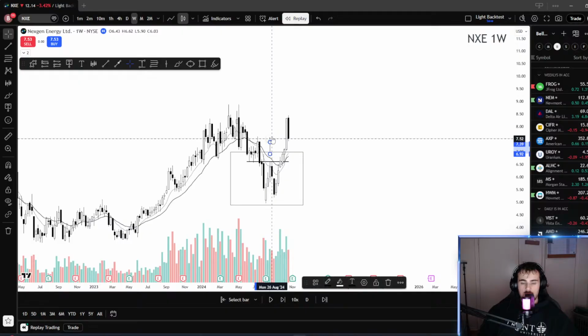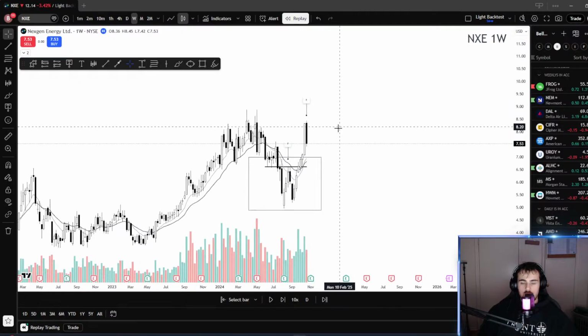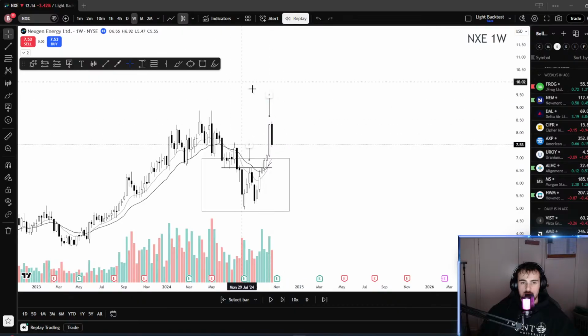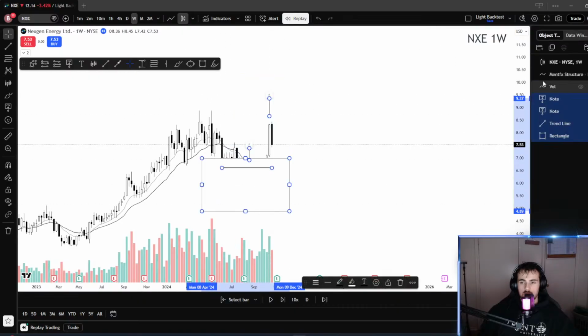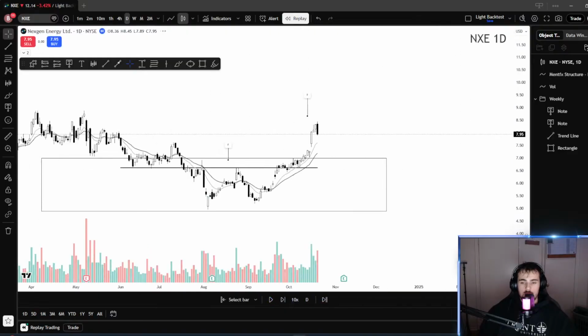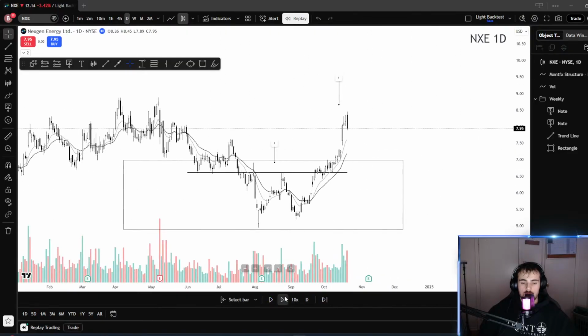Just going to put my labels on here. So that's the accumulation break. This is the first high to be ran after the accumulation. I like to keep my charts organized as per usual, so I'll put all my weekly markings in this group here. And then on my daily time frame, all I'm looking for is a breakdown. Get that break.